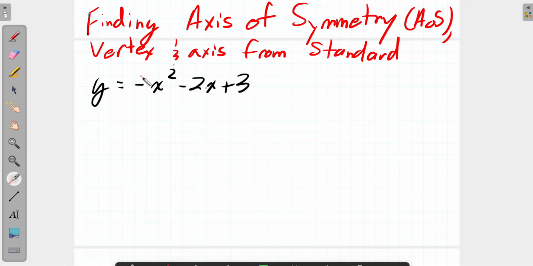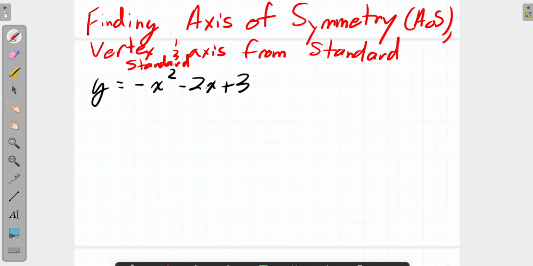Okay, we're going to look at finding the axis of symmetry, which we'll refer to as the AoS, and the vertex. I put axis, but we're going to look for intercepts and the axis from standard form. So I've kind of given it away. We're already in the standard form. The reason we're doing this from the standard form is because this information is not visually easy to pull out from it. We usually have to manipulate the equation.